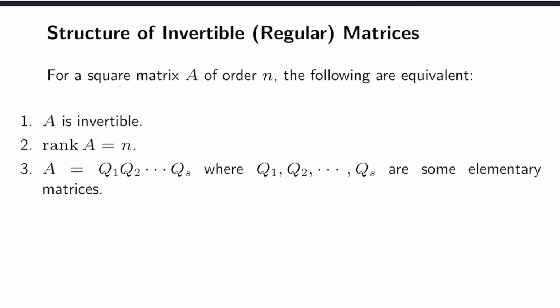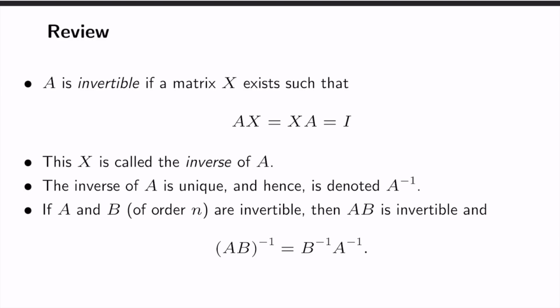The goal of this video is to prove that for a square matrix A of order n, these three conditions are equivalent. That is, A is invertible, the rank of A is n, and A can be decomposed into the product of a finite number of elementary matrices. Okay, let's start. First, let's review some important properties of invertible matrices and inverse matrices.